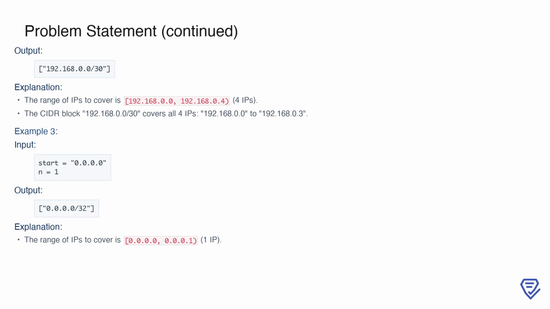Now, in a different example, if the starting IP is 192.168.0.0 and n is 4, the range to cover is 192.168.0.0 through 192.168.0.3. In this case, the entire range of 4 addresses, from 192.168.0.0 to 192.168.0.3, can be represented by a single CIDR block, 192.168.0.0/30. This demonstrates how the prefix length of the CIDR block allows us to efficiently represent a group of addresses, minimizing the number of blocks required.